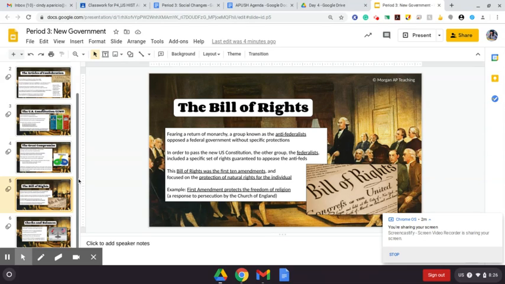The Bill of Rights. Fearing a return of monarchy, a group known as the Anti-Federalists opposed a federal government without specific protections. In order to pass the new U.S. Constitution, the other group, the Federalists, included a specific set of rights guaranteed to appease the Anti-Federalists. This Bill of Rights was the first 10 amendments and focused on the protection of natural rights for the individual. For example, the First Amendment protects the freedom of religion, a response to persecution by the Church of England.